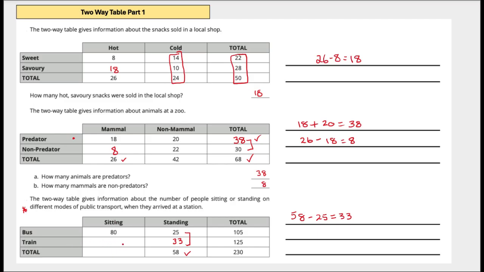So train and sitting, let's have a look. We know the total is 125. And we now know that we got 33 on the train. So let's do the maths. And this will be a non-calculator, if I'm going to be honest. So 125 minus 33 is, should have done it prior. 125 minus 33 is 92.